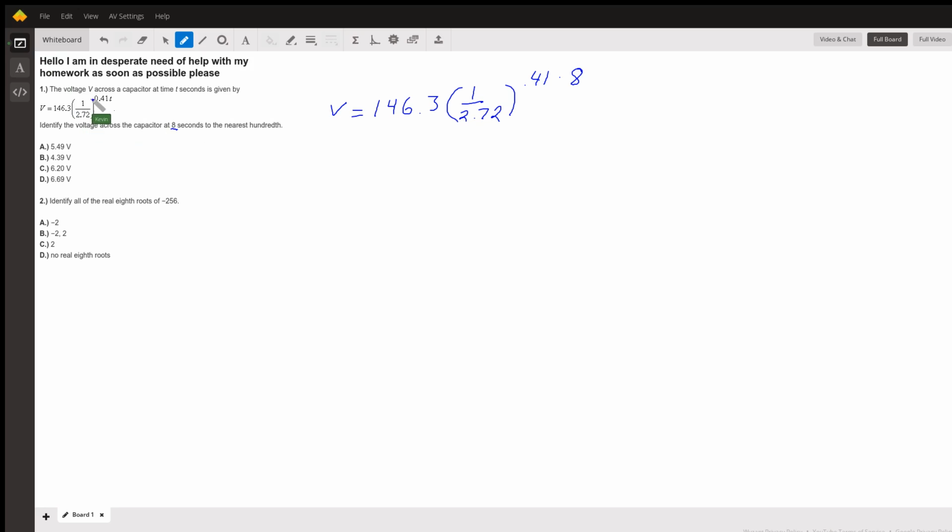So this one's pretty easy. We have our formula right here, and all we have to do is substitute 8 in for t. So here you can see V is equal to 146.3 times 1 over 2.72 to the power of 0.41 times t, and 0.41 times 8 is equal to 3.28. So that's what we're going to do here, we're going to have this formula raised to the power of 3.28.